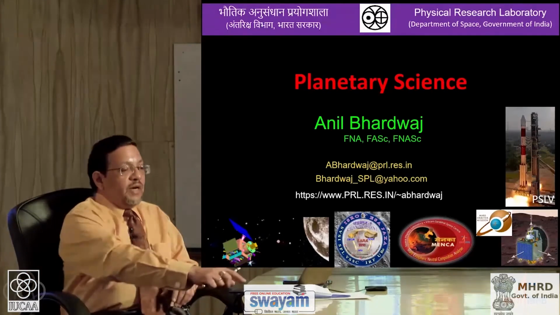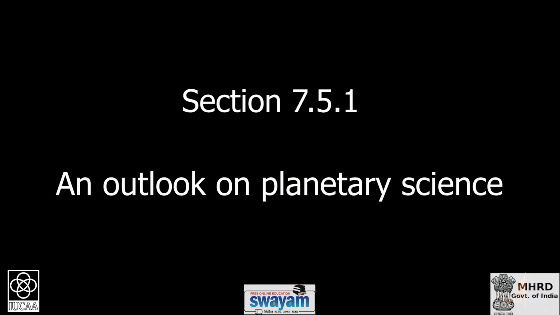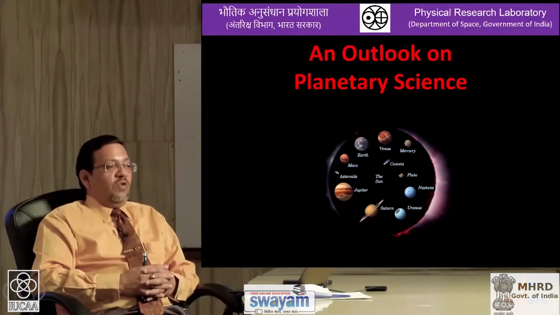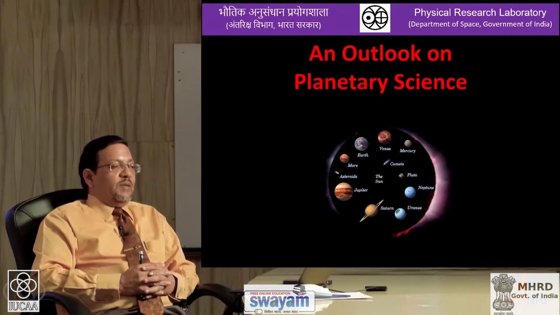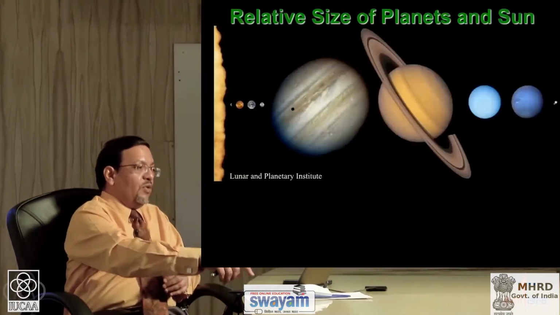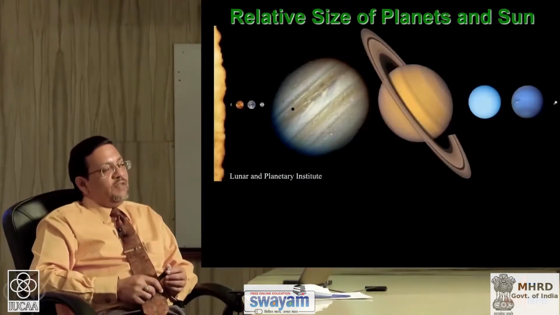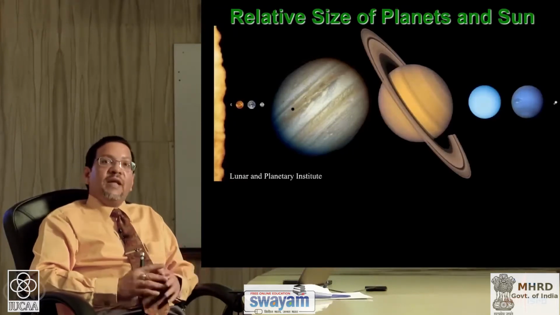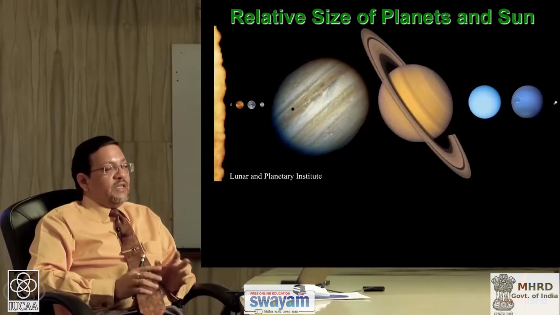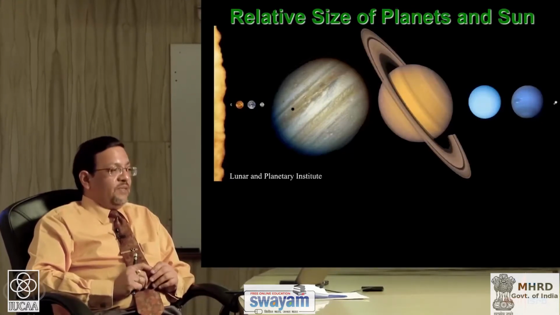When we talk about planetary science, I will give you an outlook on planetary science. You can see here different planetary bodies or planets in our solar system, and to give you a much better flavor about this, you can look at this slide which shows you the relative size of the planets and the sun. Looking at this, you can say that there are two classes of planets in our solar system.